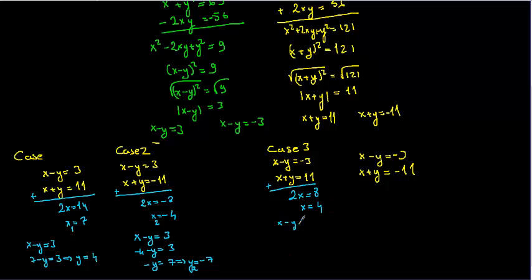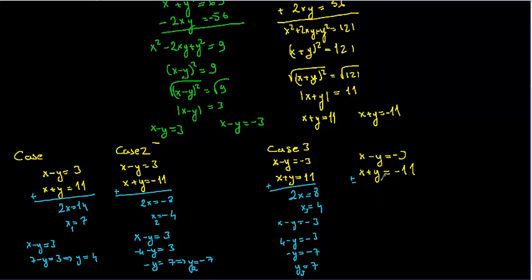And this time x minus y is equal to minus 3. So 4 minus y is equal to minus 3. Minus y is equal to minus 7. Y is equal to 7. And this is x3 and this is y3. Sorry, I forgot that one. Here, this is the last one.